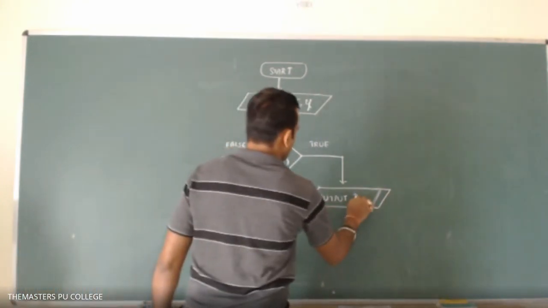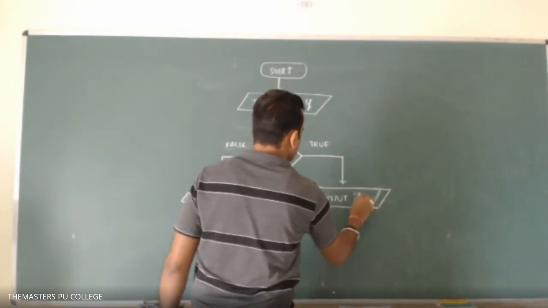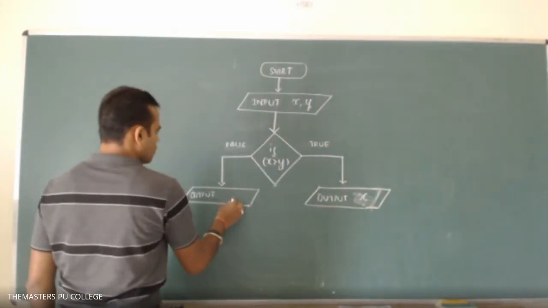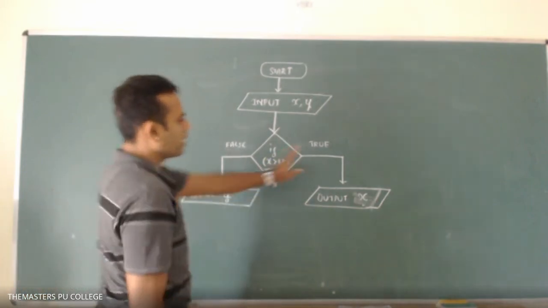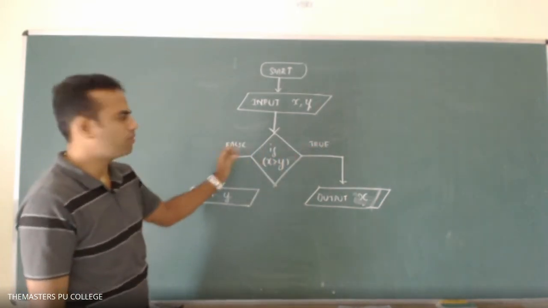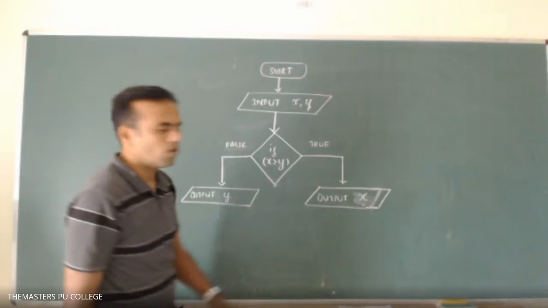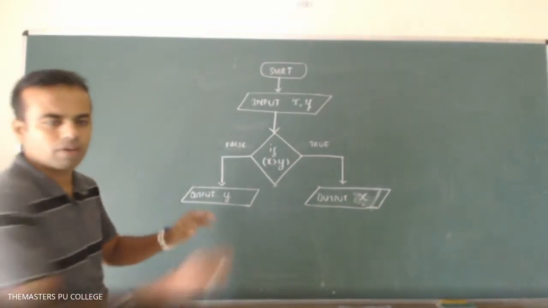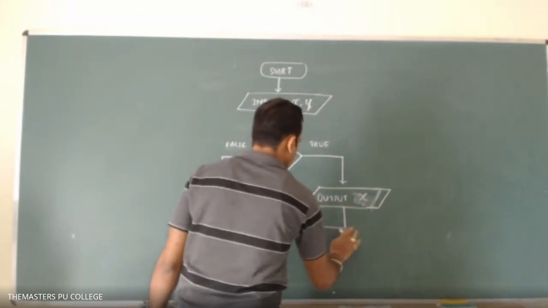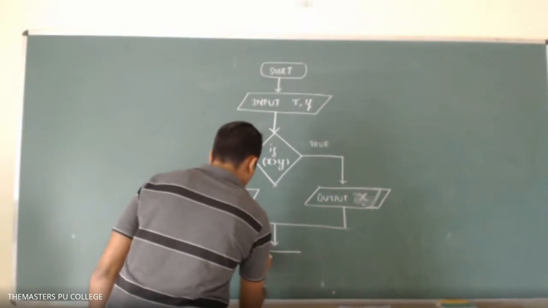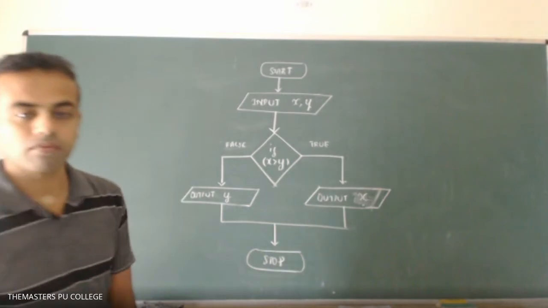Okay, so here the output, the bigger one, is x. Else, you can write just x. Next, here the output is y. You can exchange this direction. If this is true, then x will be printed. If it is false, then y will be printed here. It's your choice wherever you write true or false. And then finally you join this, the flow direction goes down, and then you stop this. Right? Is that clear?